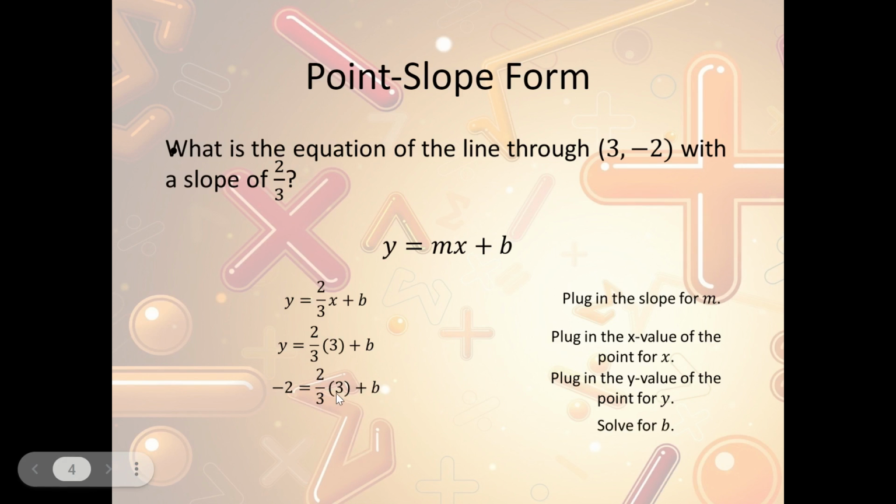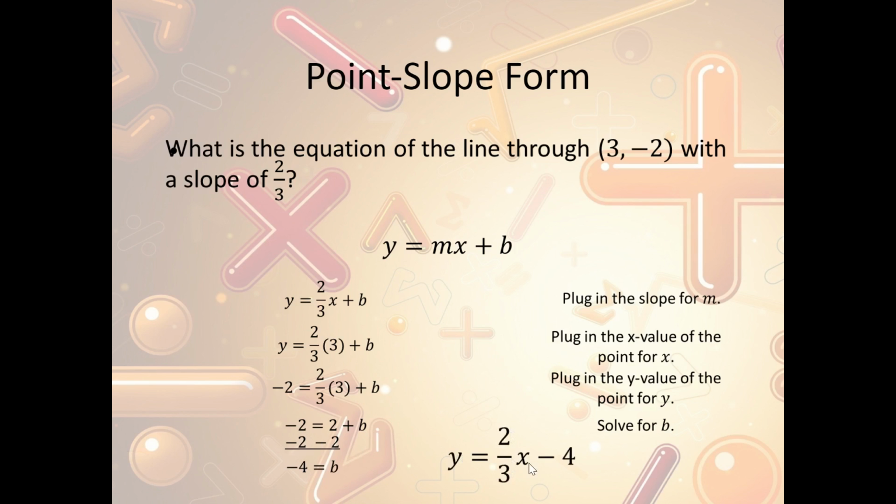Well, we get 2/3 times 3, which when we multiply this out, we get 6/3, which is the same thing as 2. So we got -2 is equal to 2 plus b. Now we just solve by subtracting 2 from both sides. And we're left with b is equal to -2 minus 2 is -4. So b is -4. So that is the y-intercept. Now we can put that into the equation. So we have y equals 2/3, because that was our slope, x, and b is -4, so that's our equation.